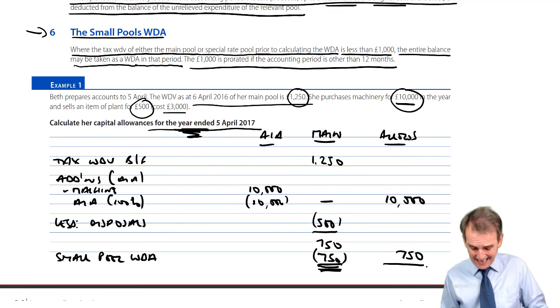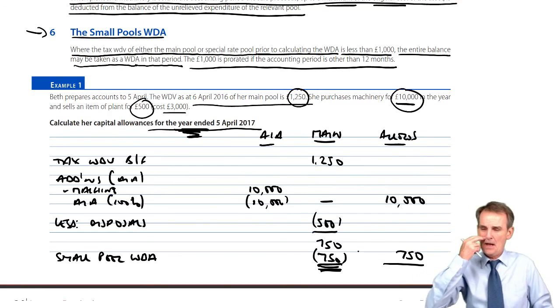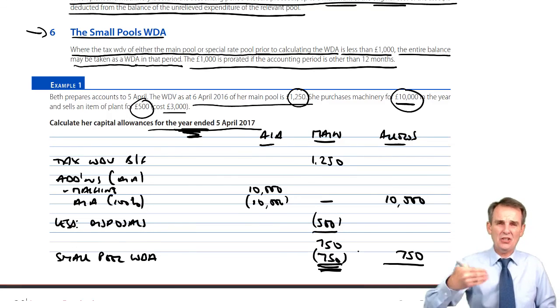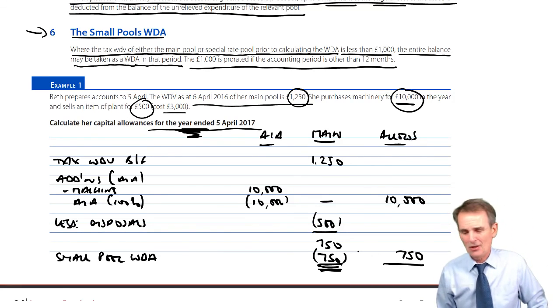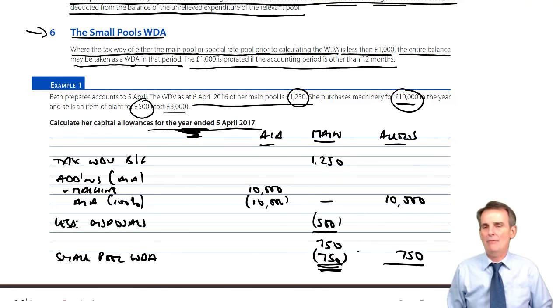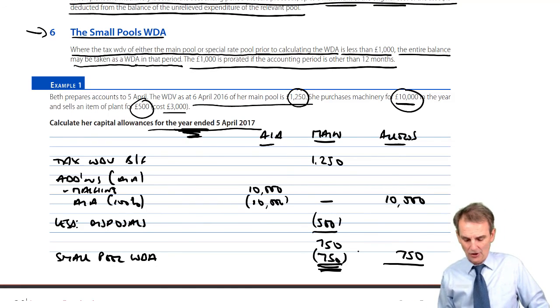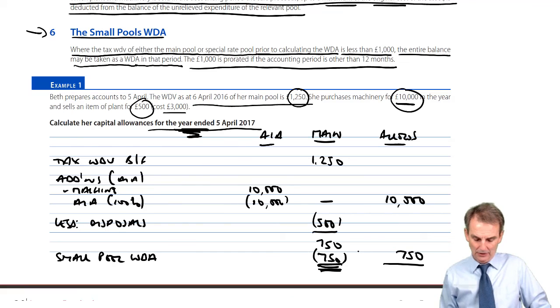So rather than having 18% on 750 and then 18% on the residue of that next year and smaller amounts, this could go on for years and years and years. HMRC don't want that. If a trader has to submit a capital allowances computation, then HMRC will check that computation. Here, just let them have it. So as long as we go below £1,000, a small pool WDA claim is available.